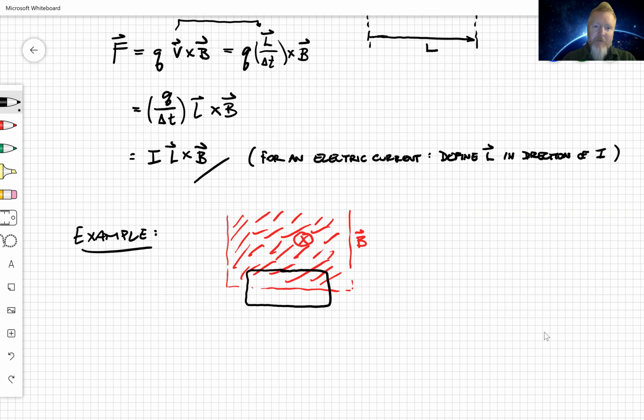I'm going to drive current through there. I guess I'll put a battery in here somewhere. But what I want to do is hang a mass from this loop, and I want to drive enough current through the loop so that it suspends the mass.